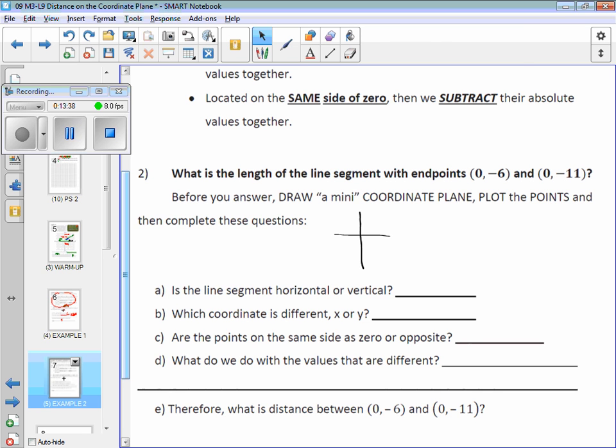In red. And while you're here, do negative 0, negative 11. Perfect.